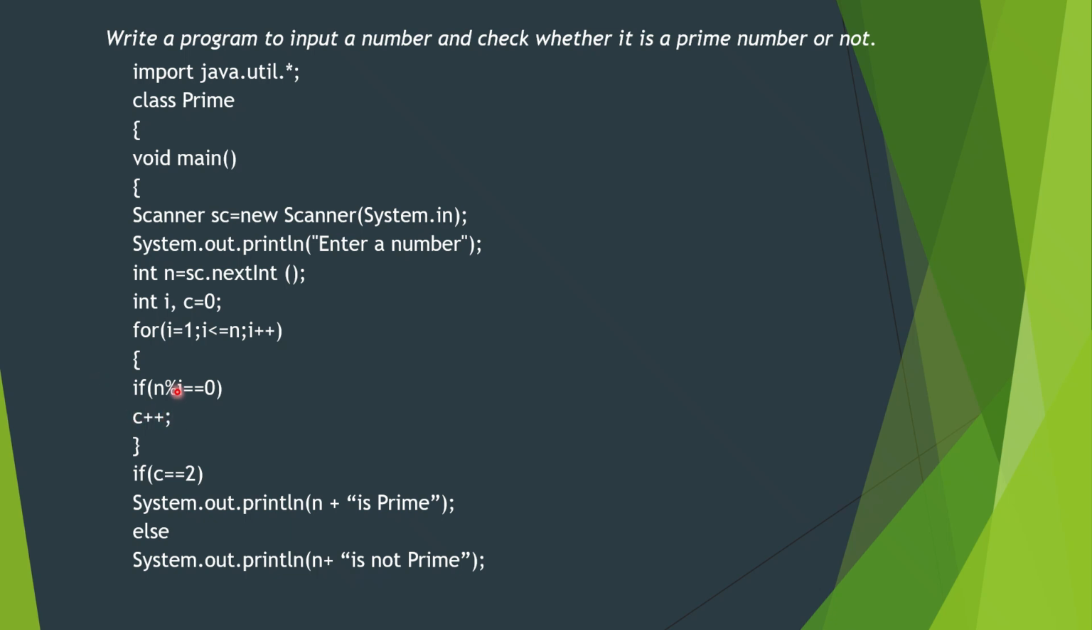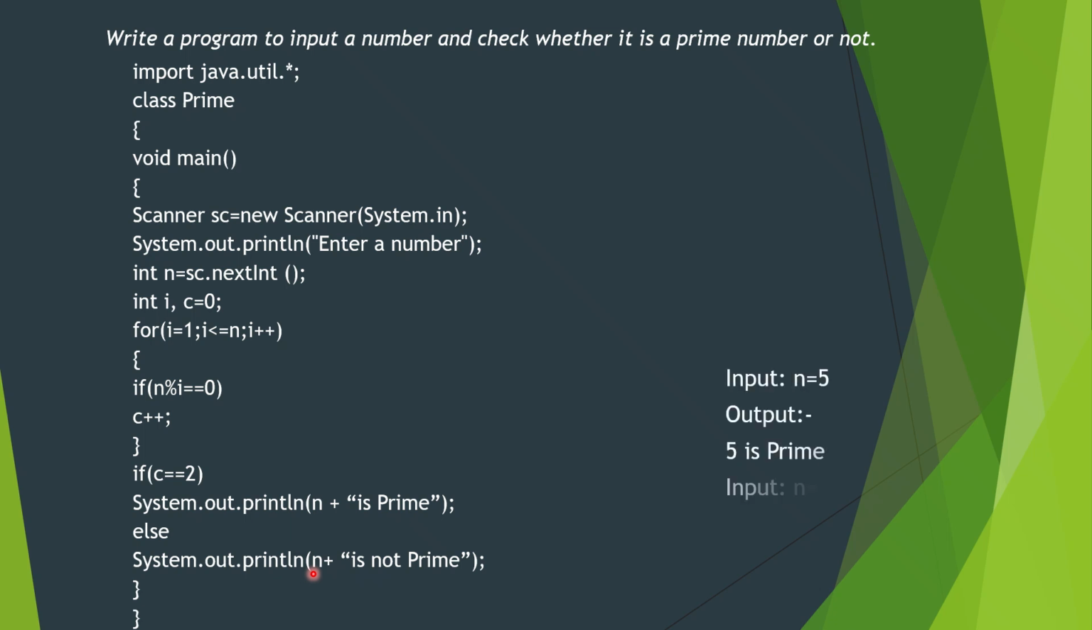So we'll use a counter variable here. C++, where the starting value of C is 0. C++ is a counter variable which counts how many times the condition is true. So finally if the condition is true 2 times, that means the number has 2 factors. So that number is a prime number. Otherwise the number is not a prime number.